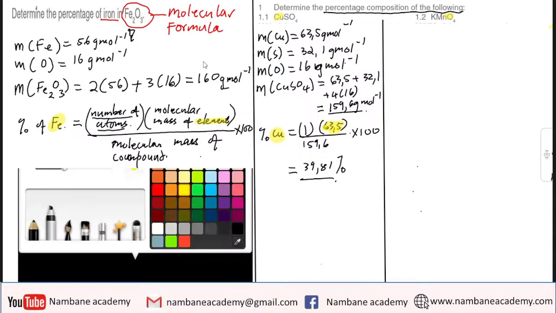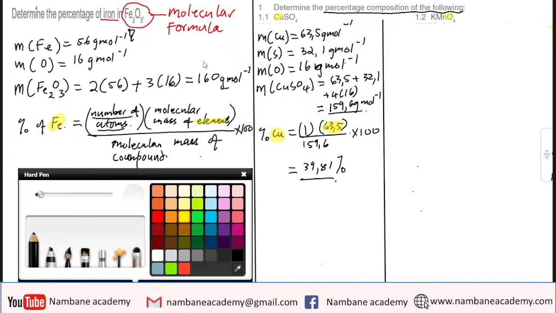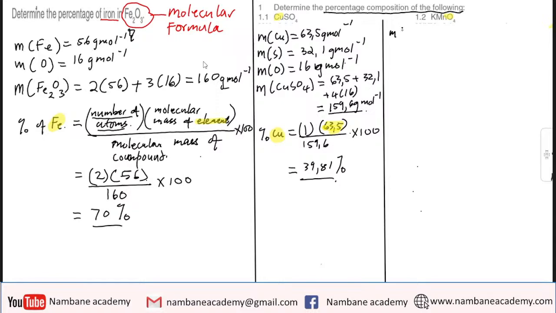Let's try and do the other one with oxygen and quickly check. M of K is equal to 39.1 grams per mole. Then we have M of Mn, which is 54.90 grams per mole. You just confirm and check with me from my periodic table. Mn, it's 55 according to this periodic table. So let me write it as 55.